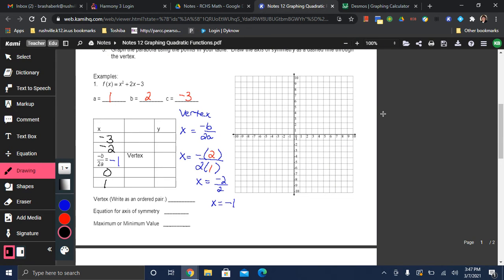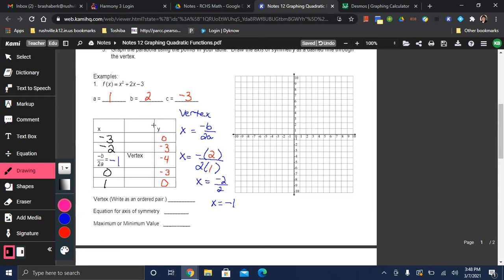So going back to your papers, we have 0, -3, -4, then -3, and then 0. Those were the values from the table. And now we're going to use these as ordered pairs to graph.